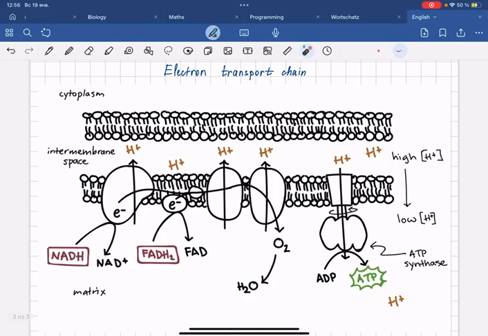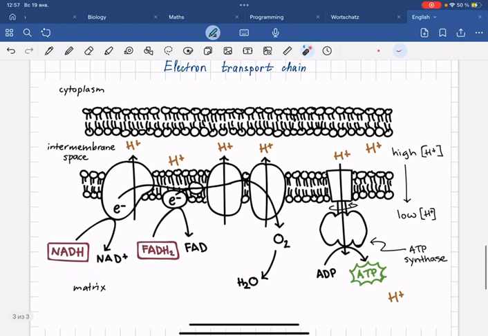Hello everyone, today we're going to be talking about the process called electron transport chain, which is also called ETC. So, the electron transport chain is a series of protein complexes and other molecules embedded in the inner mitochondrial membrane in eukaryotes or the plasma membrane in prokaryotes, that plays a crucial role in cellular respiration.